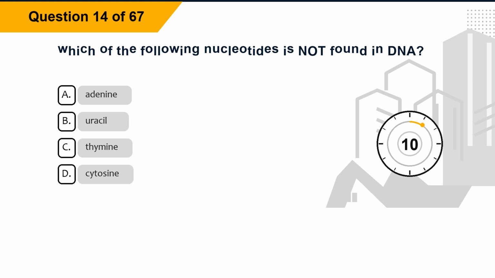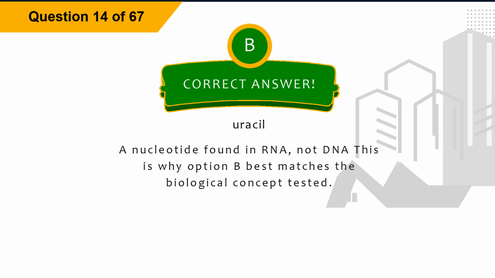Question 14. Which of the following nucleotides is not found in DNA? Option A, adenine. Option B, uracil. Option C, thymine. Option D, cytosine. The correct answer is option B, uracil. Explanation: a nucleotide found in RNA, not DNA. This is why option B best matches the biological concept tested.